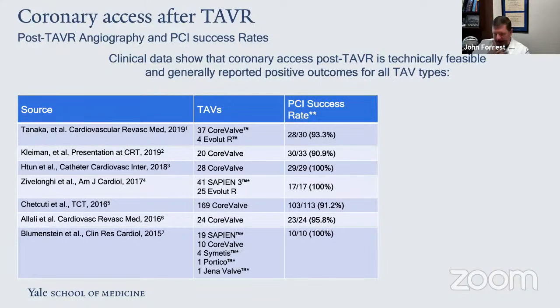But we had a case the other day that was a perfect example. We were a little bit worried about it. We deployed it and the patient had clear no flow down the left main. So we recaptured the valve. We tried implanting it a little bit deeper. The exact same thing happened. So we took it out and said, we're going to have to plan to do this differently. It's not going to work with our standard approach here.